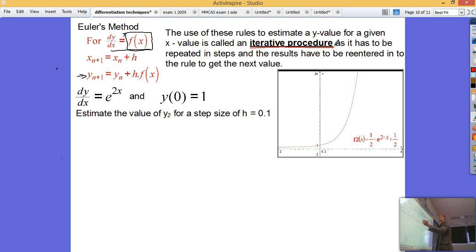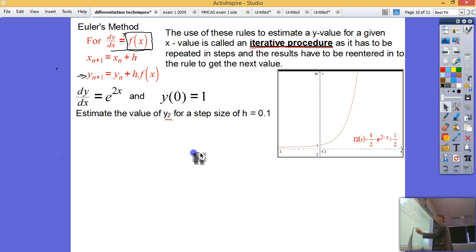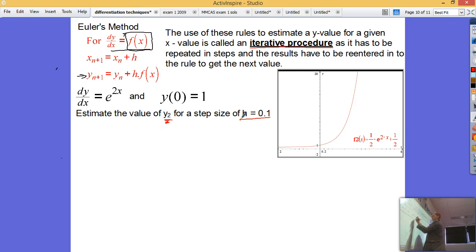So let's estimate the value of y2 for a step size h of 0.1. This is my goal for that step size. The initial condition tells me the values of x and y at the very beginning. So I need to identify that my first x value is going to be 0, with a corresponding y value of 1. That's my first step.